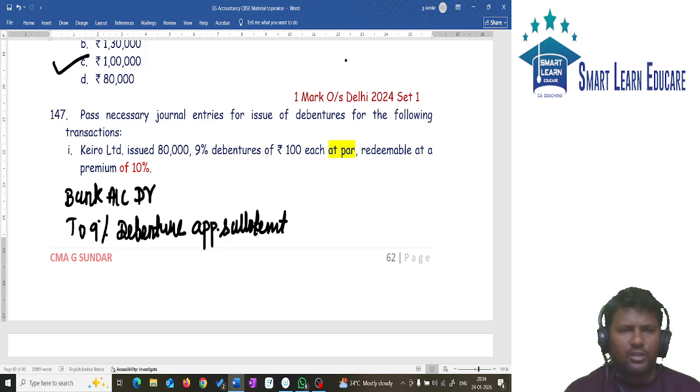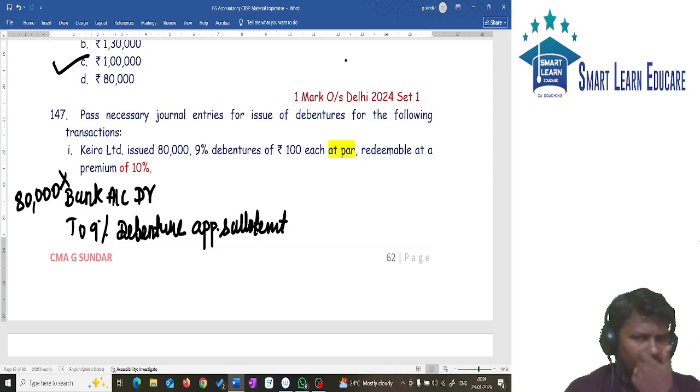Next entry, how much amount? How many number of debentures? 80,000 number of debentures, and when it is issued at par, it is 80,000 into 100. 80,000 into 100 will give you 80 lakh.